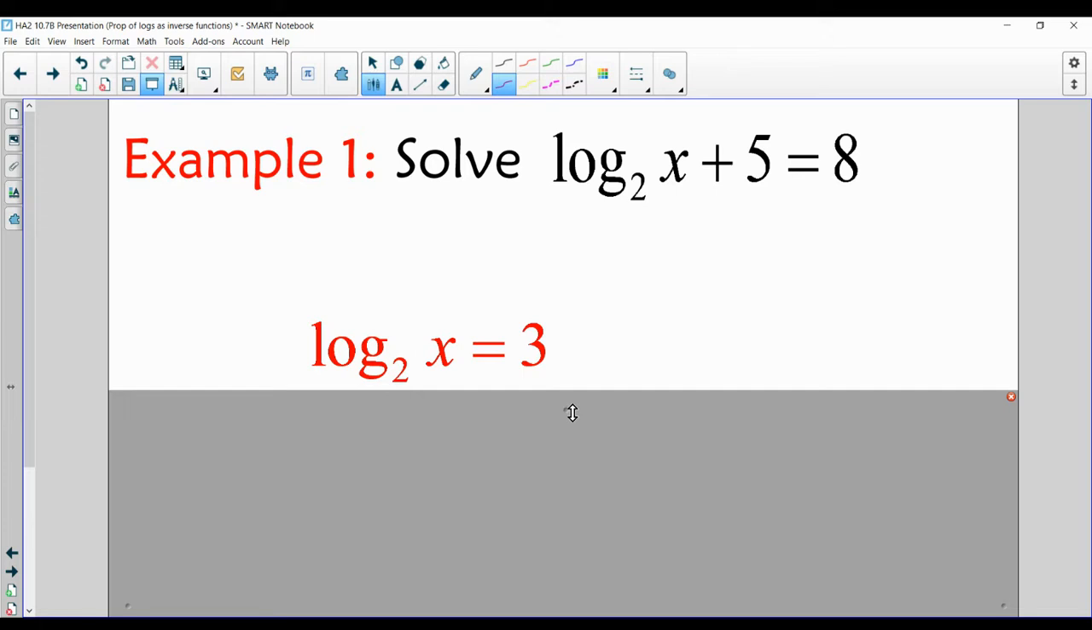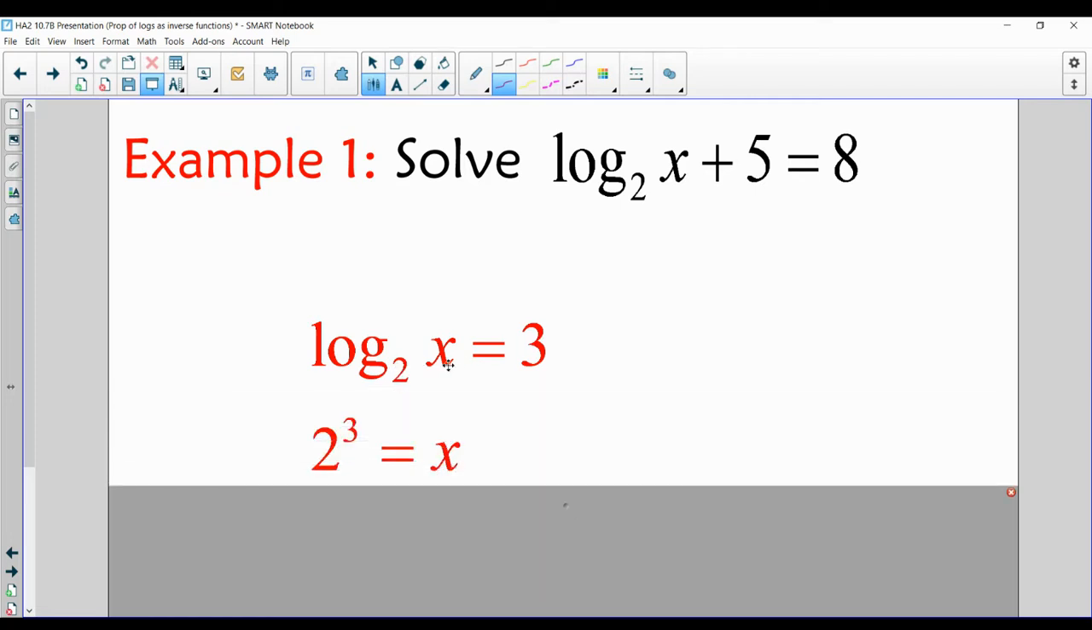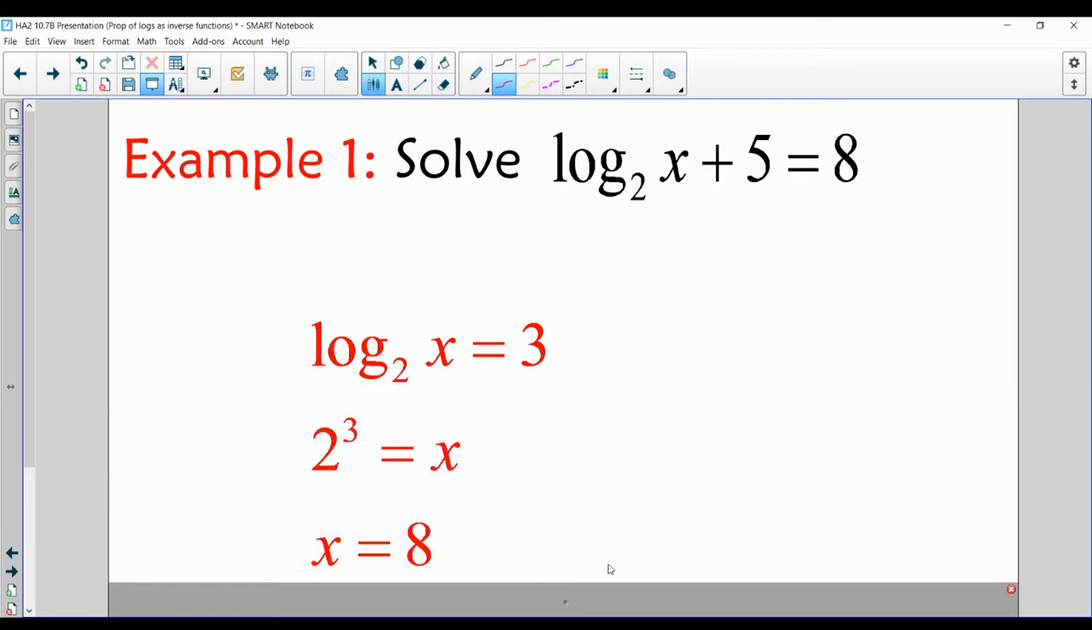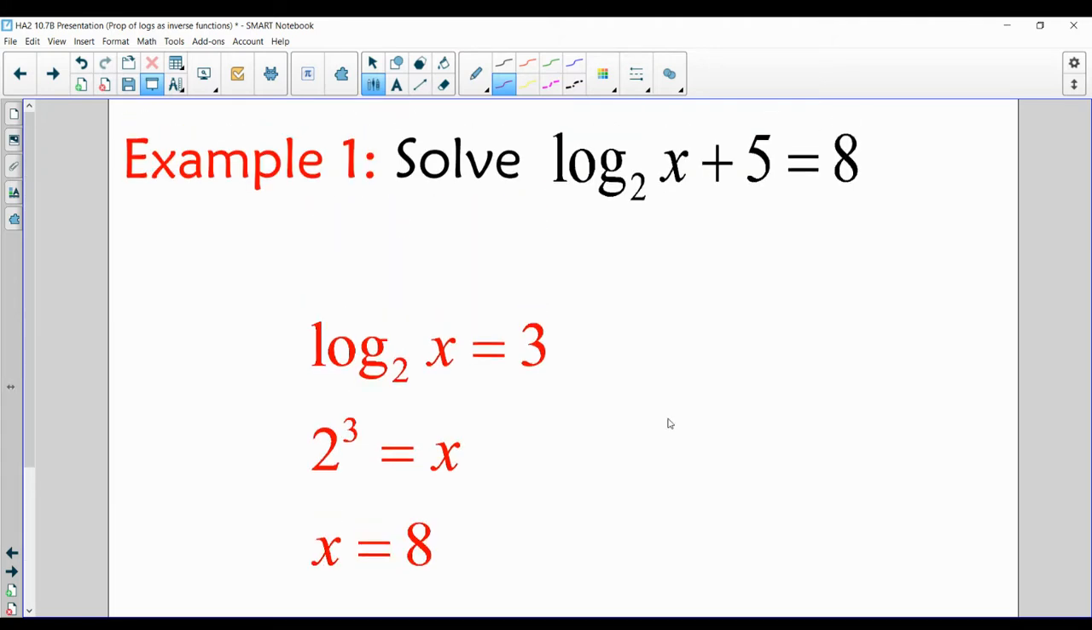What do you do from here? You can sit there and try to figure out what the number is. Log base 2 of what gives you 3? It turns out to be 8. Or you can take this and switch it into exponential form. So 2 to the third is equal to x. 2 to the third is equal to 8, so x would end up being 8. You should technically plug this back in to make sure it works. Well, log base 2 of 8 is 3, 3 plus 5 is 8, that one works. So good with that.